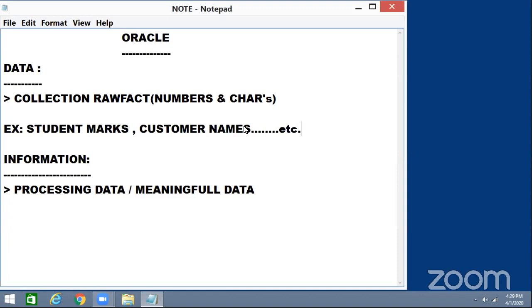Full stop. Next, information. Processing data is called information. Data is called as information. Processing data is called as information.